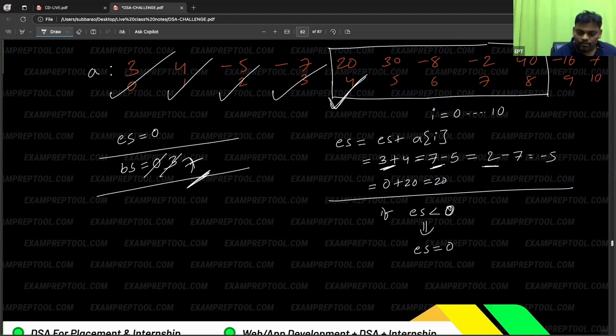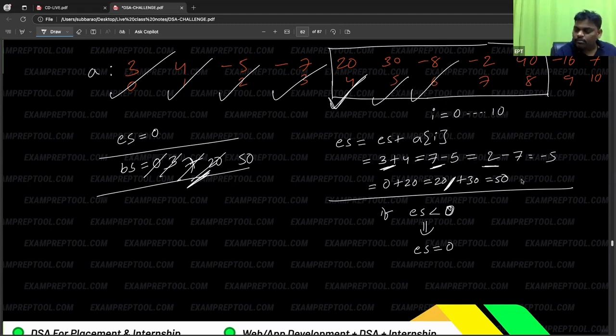It is 20. Is it better than the previous one? Yes, so change it. Next one, 30, which makes 50, is better than the previous one. Change it.